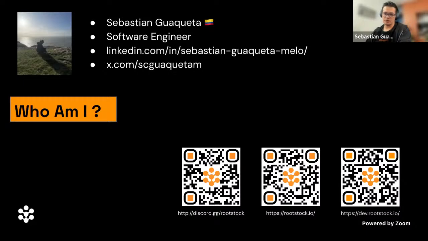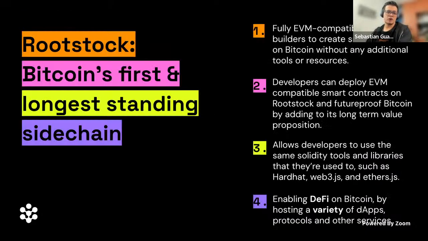with this network. First of all, we are the first and longest standing sidechain based on Bitcoin. And this, along with the fact that we are fully compatible with the Ethereum Virtual Machine, is very nice and allows builders to create and reuse different Solidity smart contracts on Bitcoin without any additional tools. So this makes it very interesting.